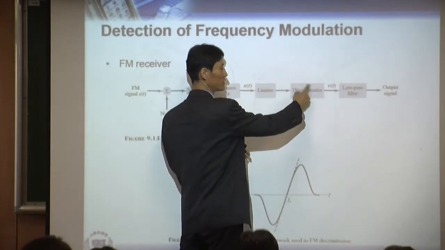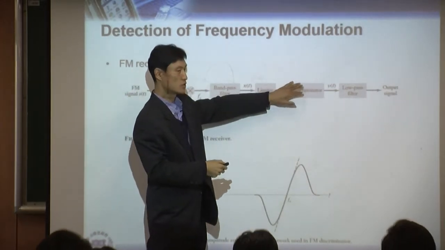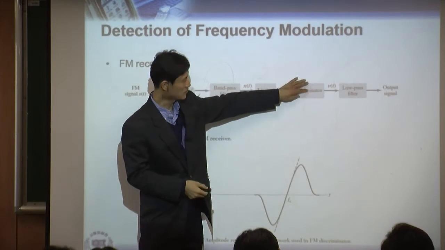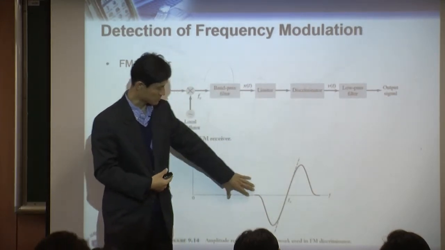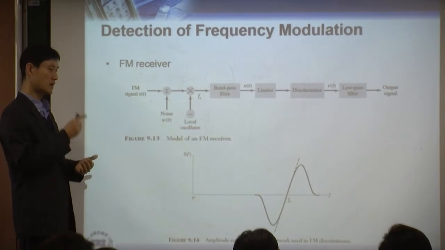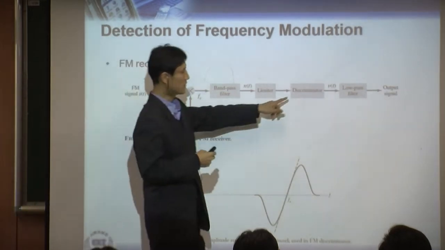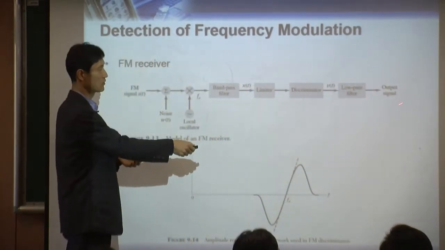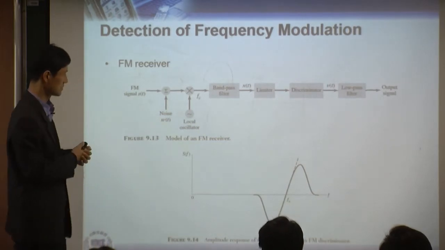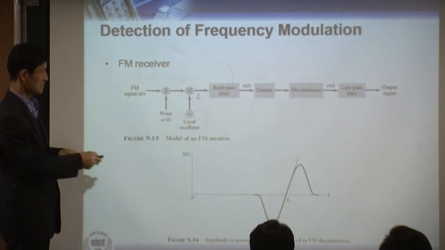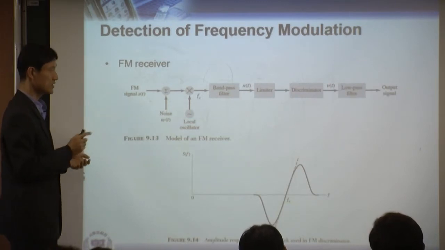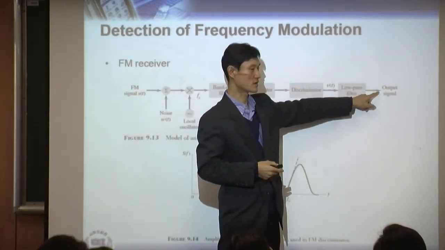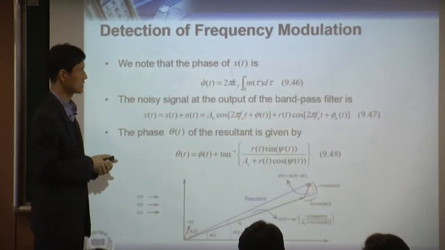That goes into a discriminator. Mathematically, this discriminator is doing a time derivative. This is what the hardware looks like. So the discriminator, in a graphical way, looks like this, but mathematically it is a time derivative. That signal goes into a low pass filter, and eventually we get the output. Hopefully that output is the same as the original message. That's the demodulation. So pre-detection was measured here, right? But post-detection, we're going to measure it here. So let's see how to calculate the post-detection SNR.